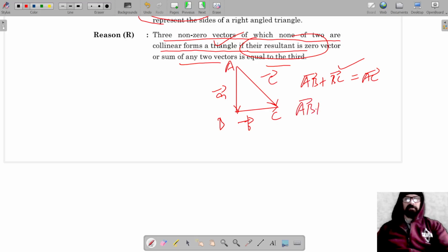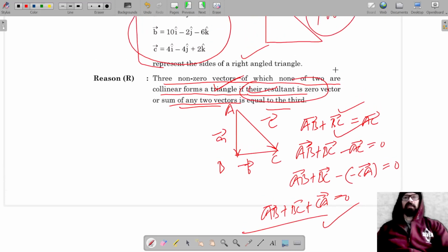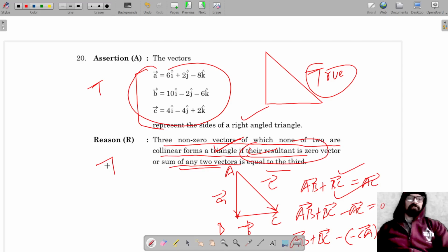So let's find the resultant. AB plus BC minus AC is equal to 0. I can write AC as the negative of CA. So now the resultant is 0. So three non-zero vectors of which no two are collinear form a triangle, which is true; the resultant being 0 is also true, and the sum of any two vectors being equal to the third side is also true. So the assertion is true, the reason is true, but this is not the correct explanation of A.